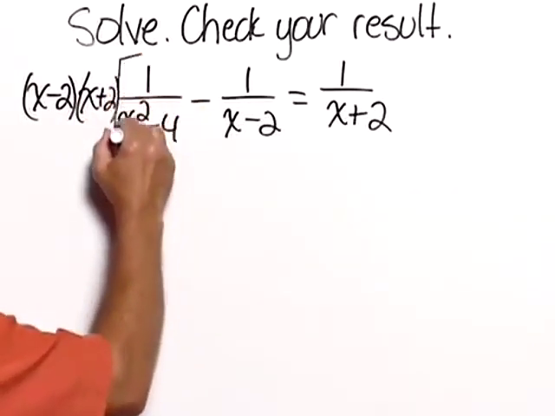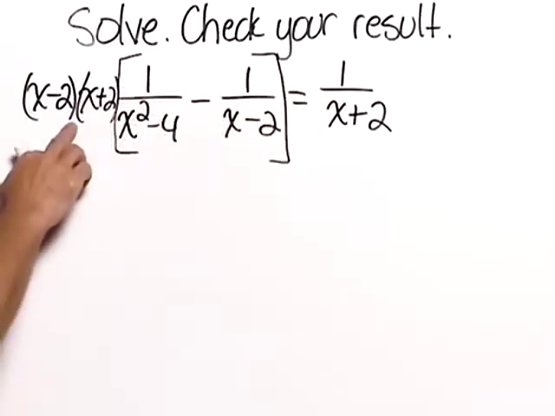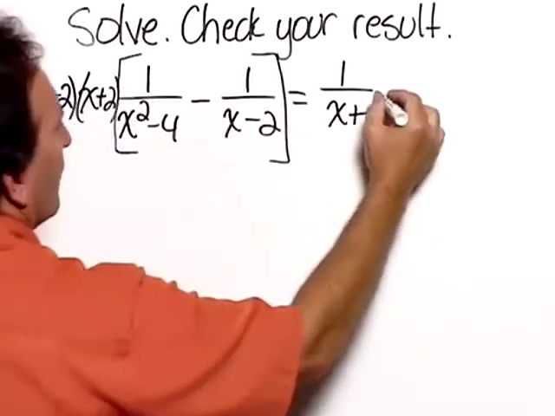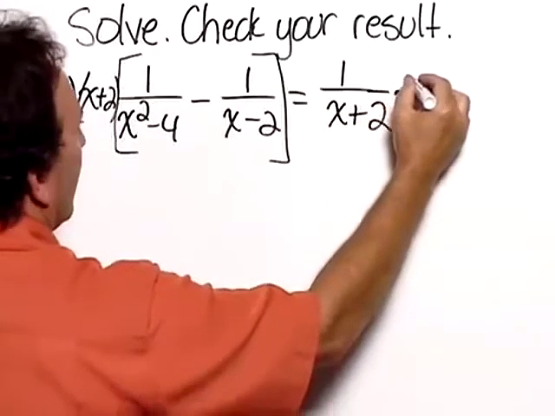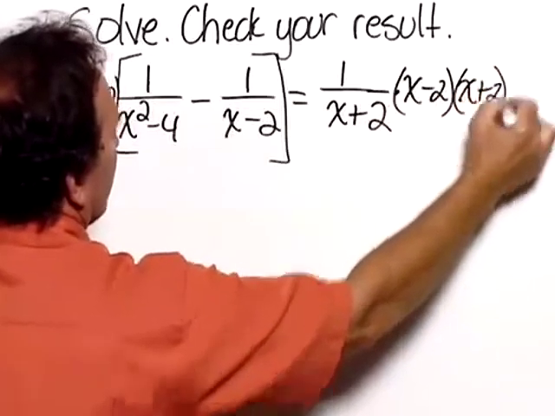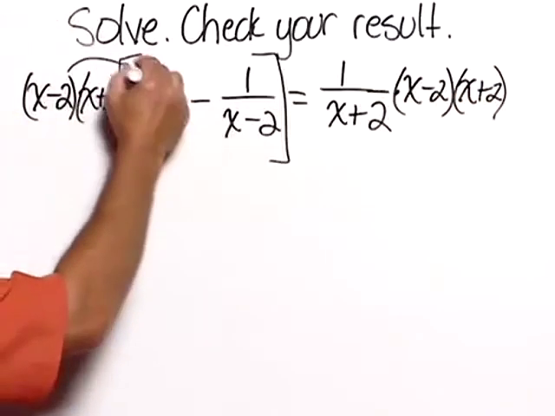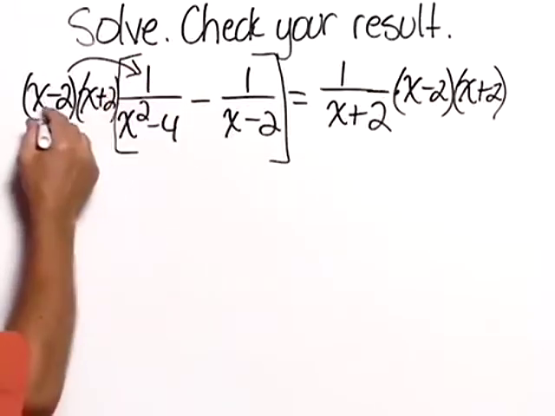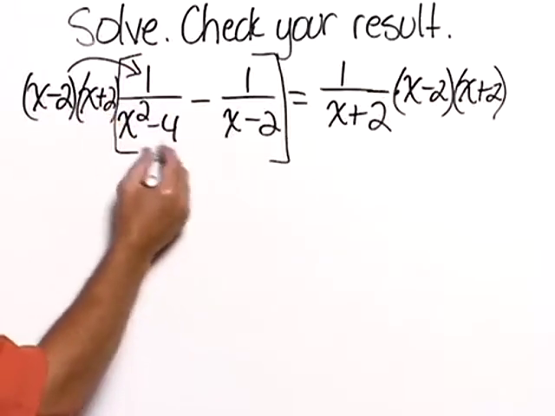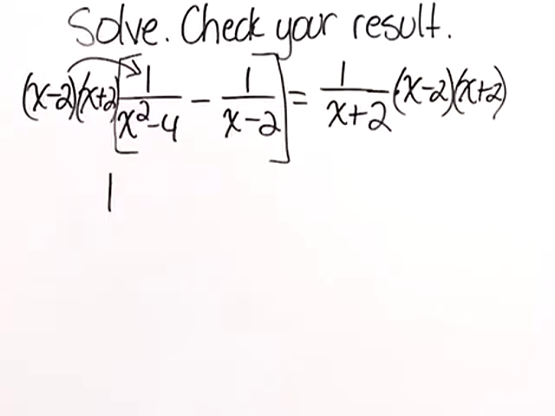Let's put this in brackets to show that each of those terms needs to get multiplied by the LCD. On the right-hand side, we multiply by x minus 2 times x plus 2. On the left-hand side, when we distribute, the entire x minus 2 times x plus 2 cancels with the x squared minus 4, leaving the result of 1.